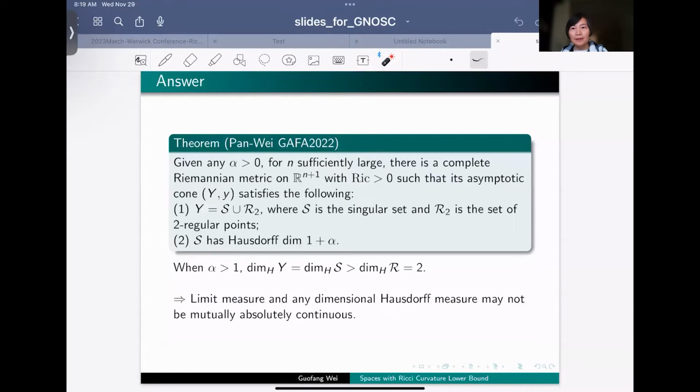Yeah. Going a bit quick. Okay, so that's the part where I first talk about Ricci limit spaces.